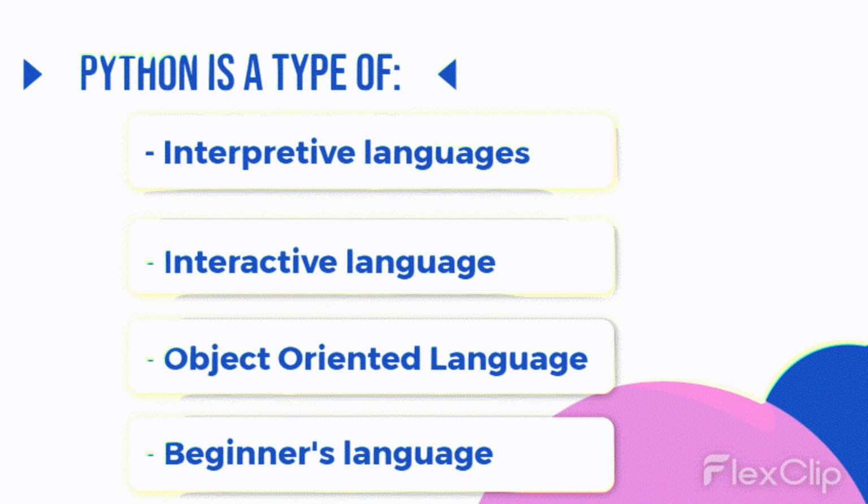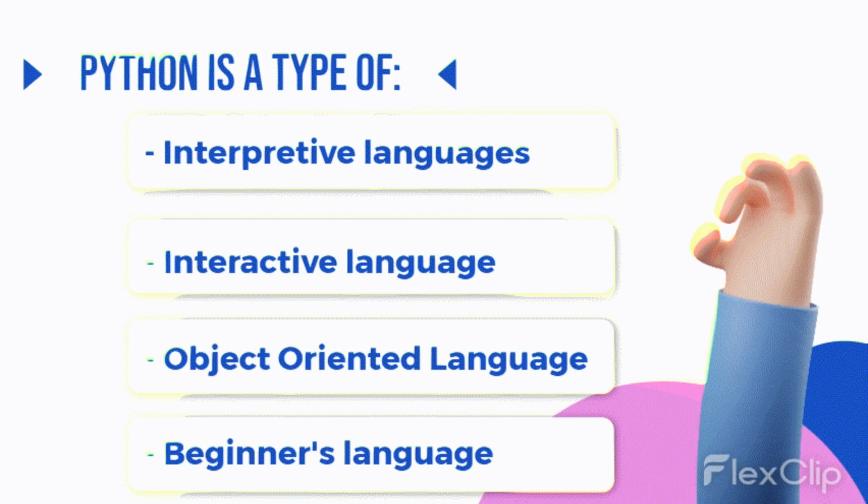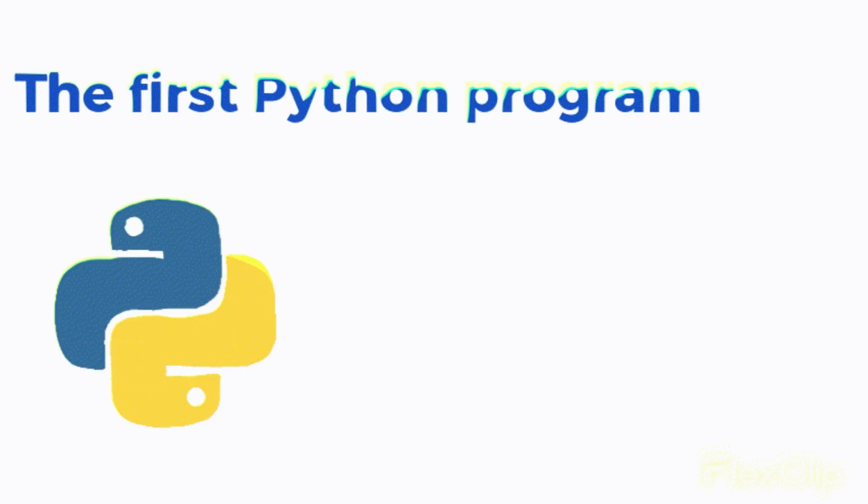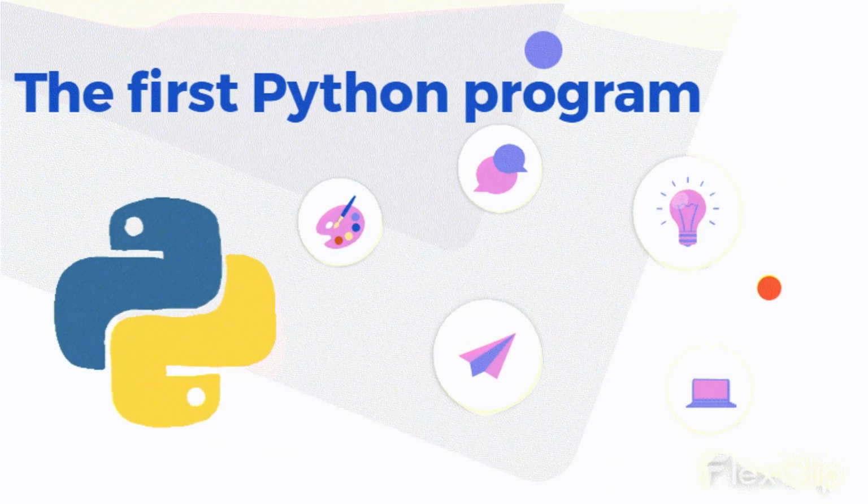Beginner's language: Python is a great language for beginner programmers. It supports a wide range of application development, from simple word processing to web applications to game development, and Python can handle it easily. So, using Python as the first programming language to learn is a good choice.